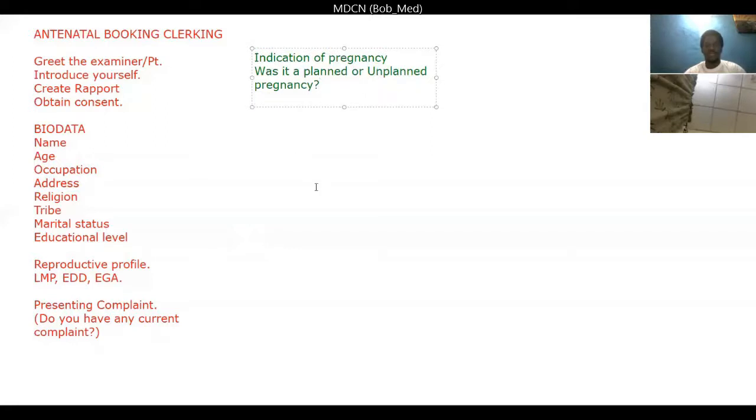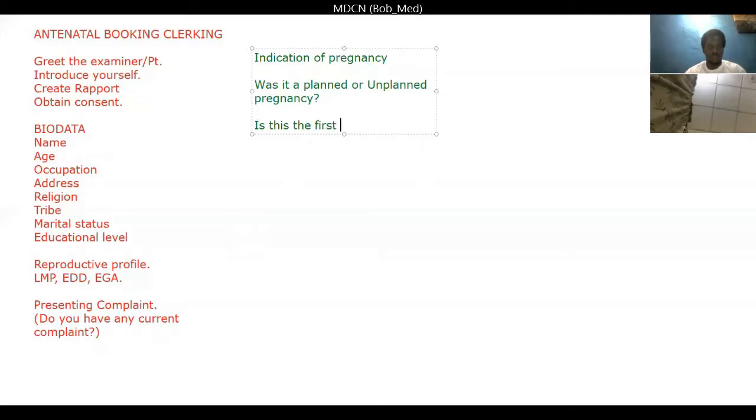The next question you want to ask under indications of pregnancy is, is it the first time the person is coming, or is the person coming for a routine checkup, if the person has been coming to the hospital before? This is very important, okay? So you want to ask, is this the first booking or just a routine checkup? This is very important, okay?